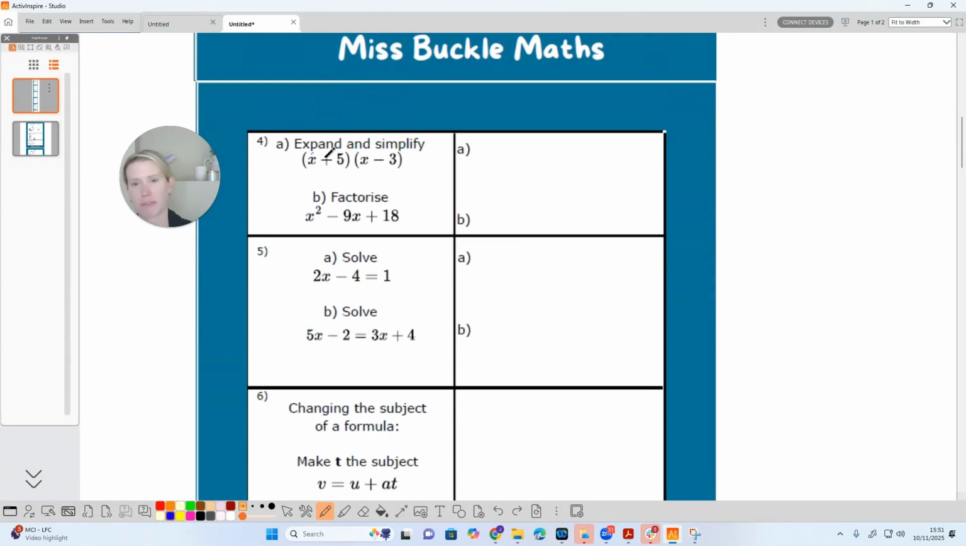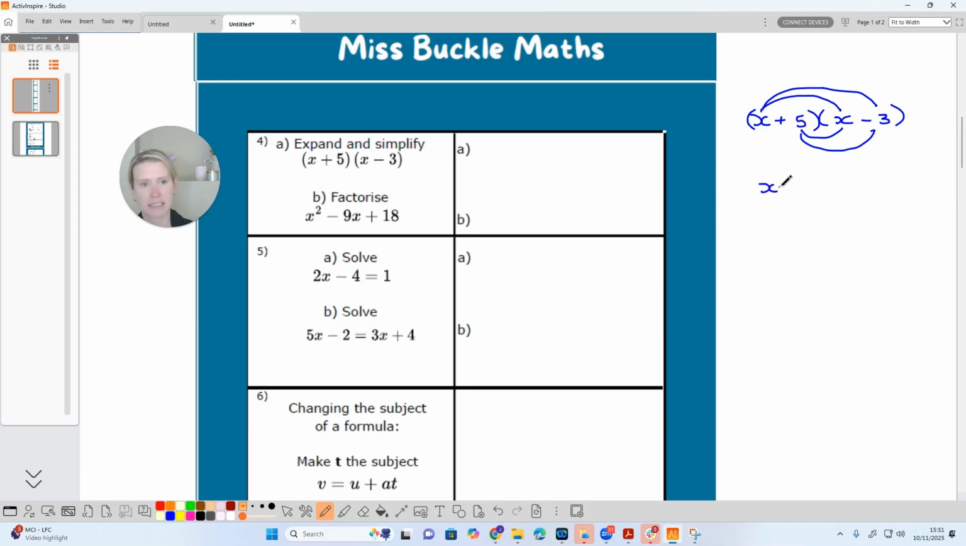Okay, expanding and simplifying. I like to use FOIL for this. So we have x plus 5 and x minus 3. I'm doing x times x and then x times -3. And then 5 times x and 5 times -3. Basically everything in the brackets needs multiplying with each other. So doing it in that systematic way, x times x, x times -3, 5 times x, 5 times -3, you're not going to forget any.